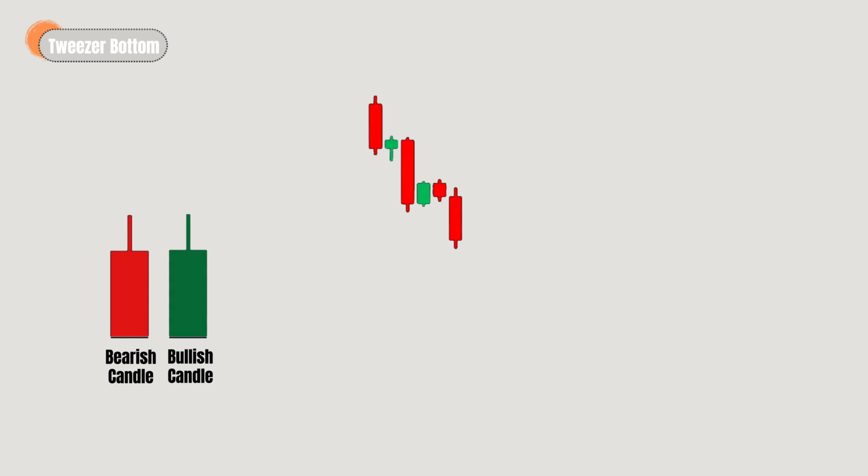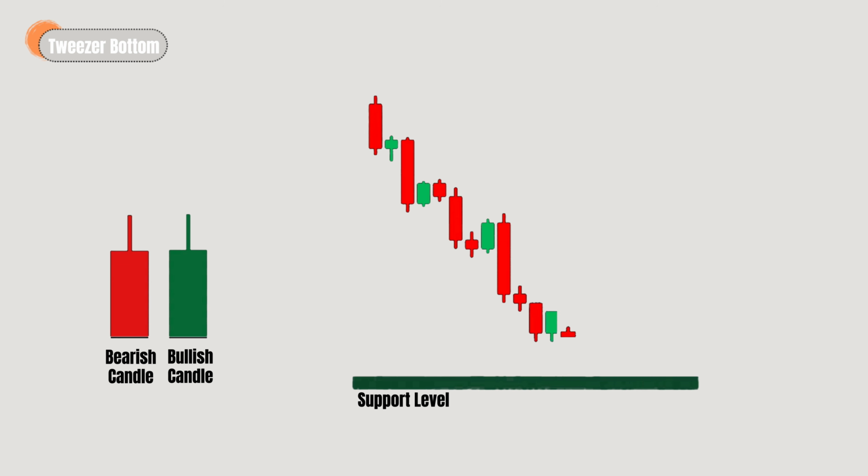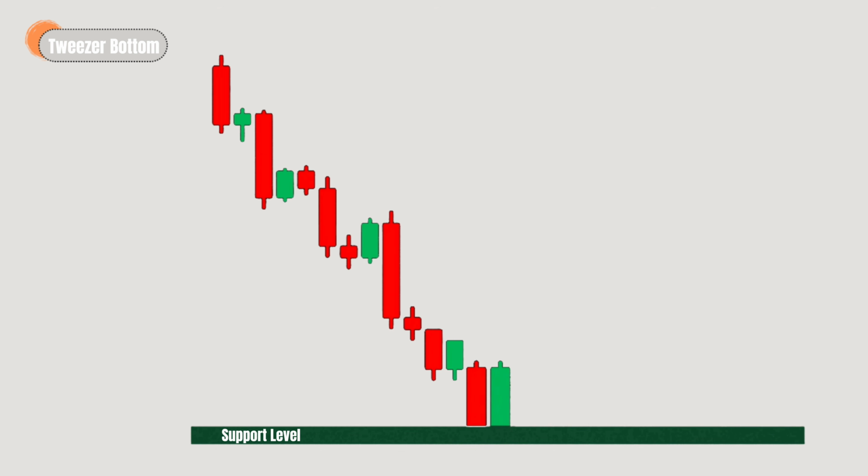A short-term downtrend occurs in the market and stops near the support level with a bearish candle. The next candle opens at the same level, but the price does not continue its previous trend, and the candle closes near the opening of the previous red candle. From here, the red candle has lowered the price, and the next green candle has brought it back up to the same level. This means that the market has failed to break this support area.